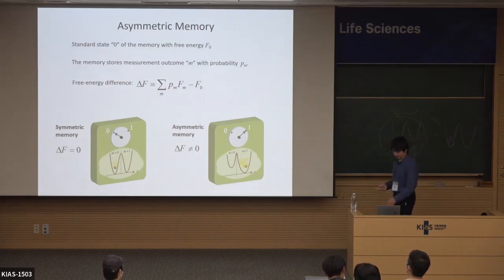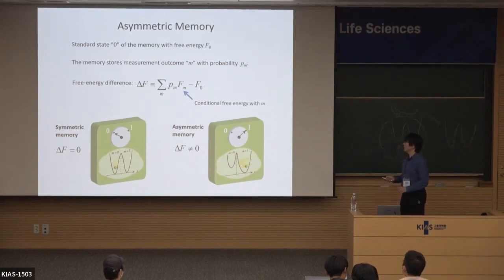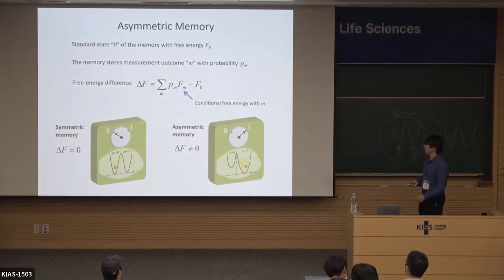So in this situation, the point is that only by flipping the bit from 0 to 1, the energy is changed, and also entropy is changed, and as a consequence, the free energy is changed. So this means that there is some free energy cost between the initial standard state and post-measurement state. That is written as delta F, because, for example, this Fm is the free energy associated with the wave.